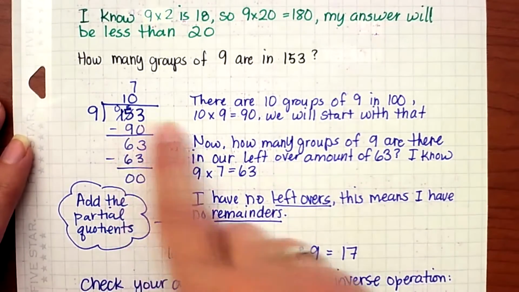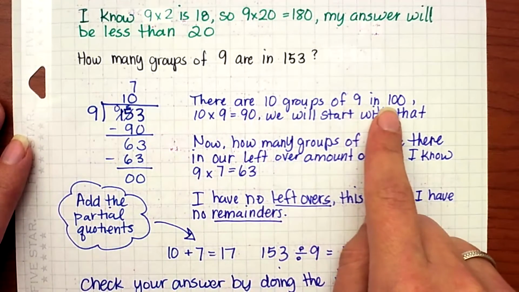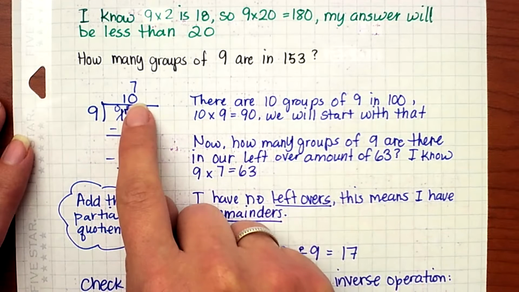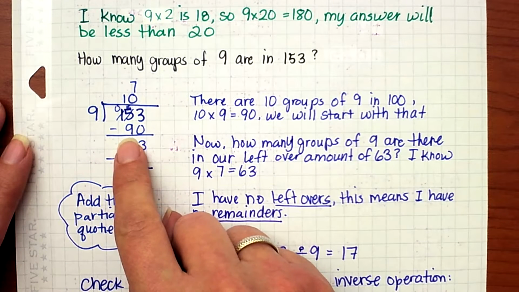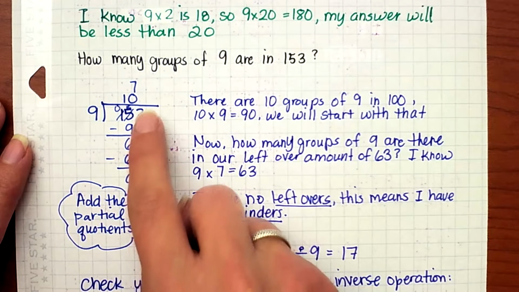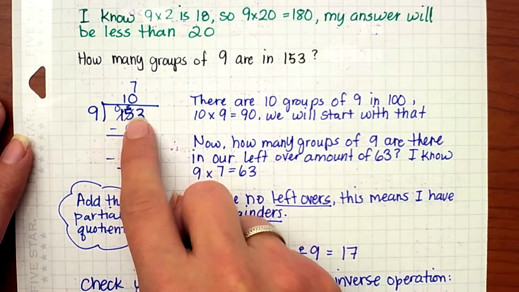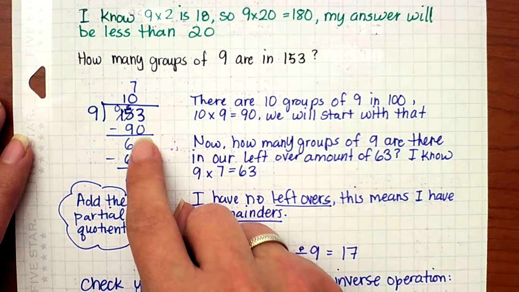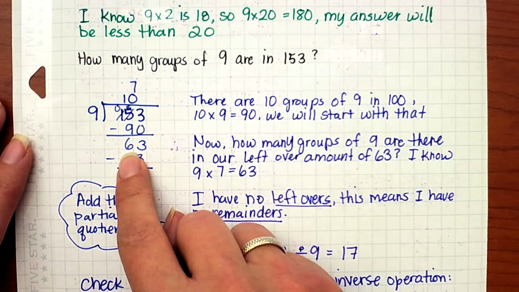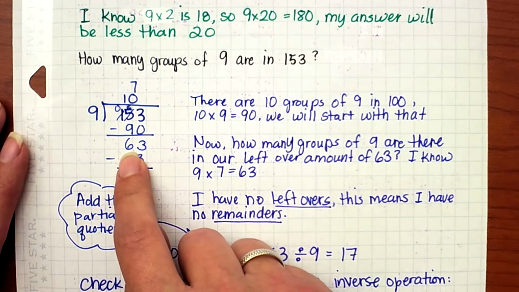So I know there are 10 groups of 9 at least in 153. So I'm going to start with that. I'm going to put my 10 on top and I'm going to subtract 90 from 153. So 3 minus 3 is 0. I can't do 5 minus 9, so I needed to borrow. That 5 became a 15, and that 1 became a 0. 15 minus 9 gave me 6, so I was left with 63.